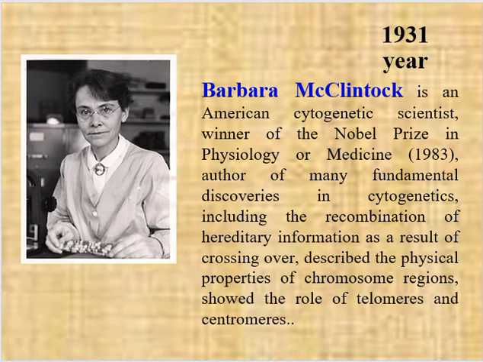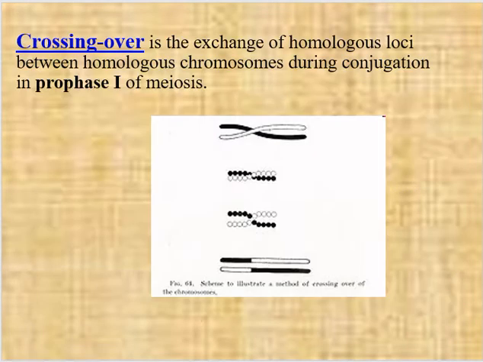Barbara McClintock is an American cytogenetic scientist, winner of the Nobel Prize in Physiology or Medicine, author of many fundamental discoveries in cytogenetics, including the recombination of hereditary information as a result of crossing over, described the physical properties of chromosome regions, showed the role of telomeres and centromeres. Crossing over is the exchange of homologous loci between homologous chromosomes during conjugation in prophase 1 of meiosis.